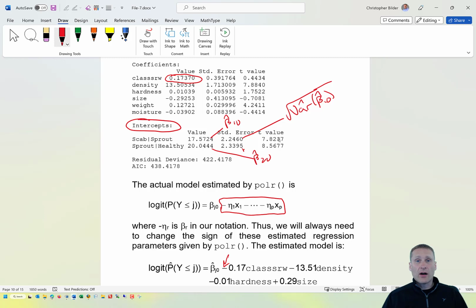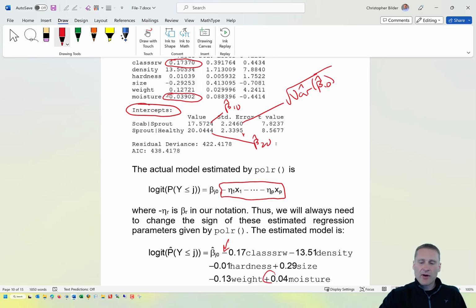So in terms of our model, I have negative 0.17 times the soft red winter wheat indicator variable. Also, let's take a look at moisture. Notice I have a negative out in front of it. So if I put a negative out in front of negative 0.0392, I get a positive. And so notice how I have a positive 0.04 times moisture. Make sure that you always change those signs. And if you're taking my course, wherever you have to do some kind of graded item, this is an easy place to lose points on a test. So make sure you always change those signs.